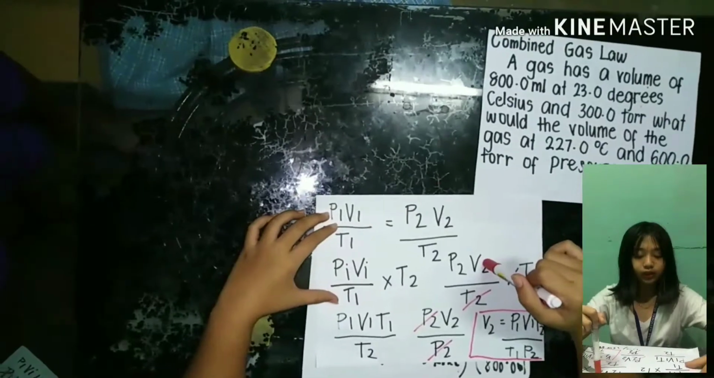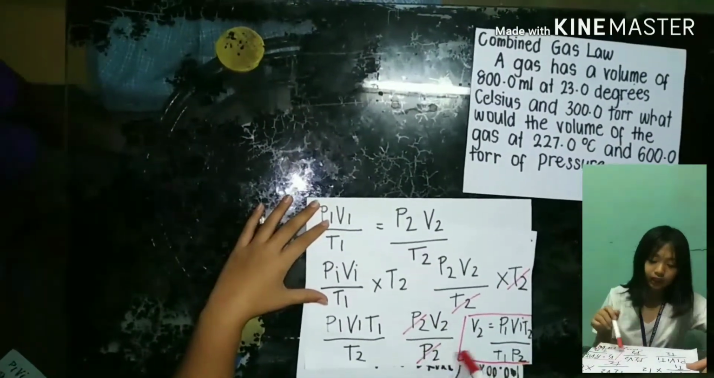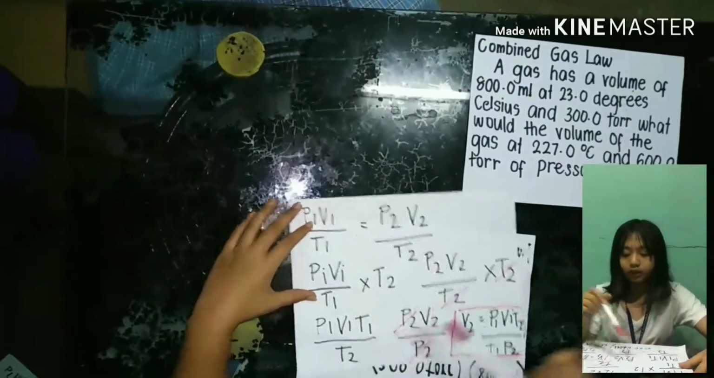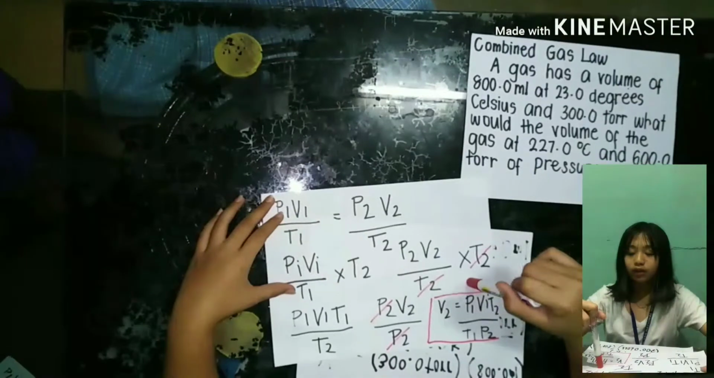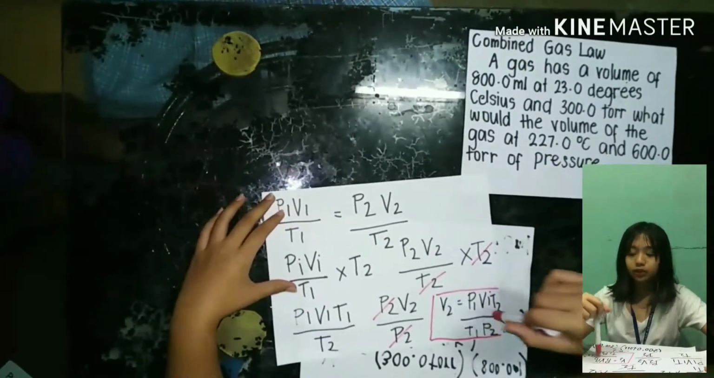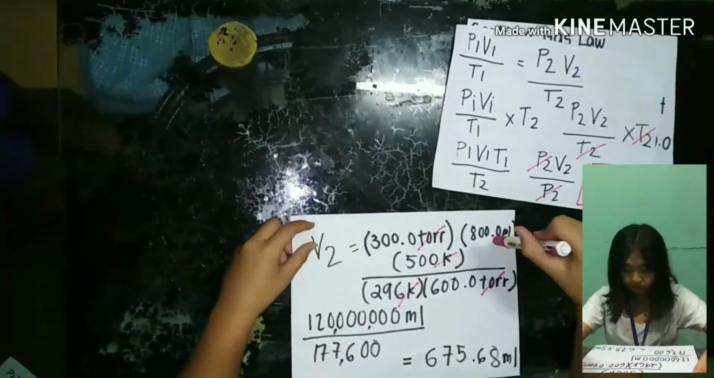P1V1 T1 over T2, P2V2 over P2. Then cancel out P2. Then transpose B2 to isolate the missing one. B2 is equal to P1 B1 times P2 over T1 times P2. And here is the formula for B2. Let's try to answer the question.